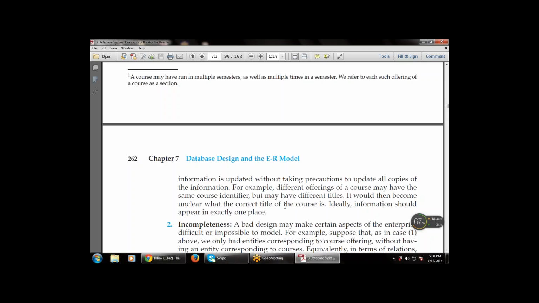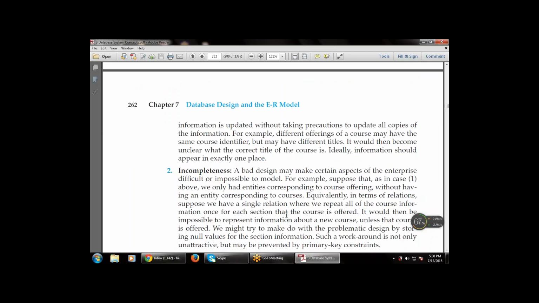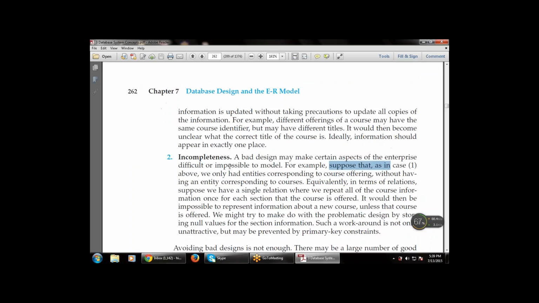Now, the next part is incompleteness. The database design must be complete, not incomplete. A bad database design may make certain aspects of the enterprise difficult or impossible to model. So it is difficult or impossible to model completeness with a bad design.